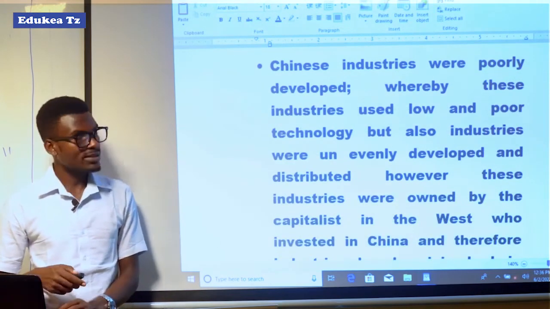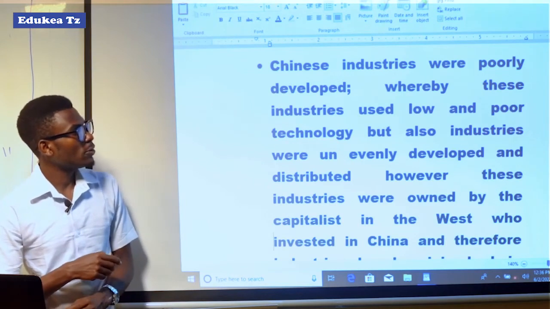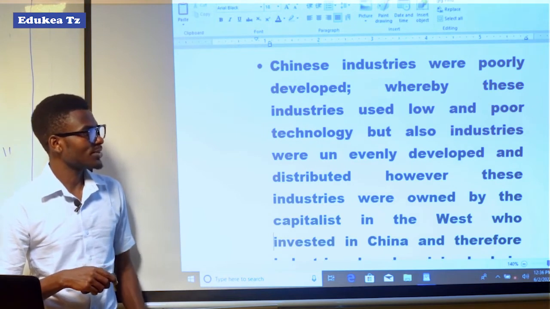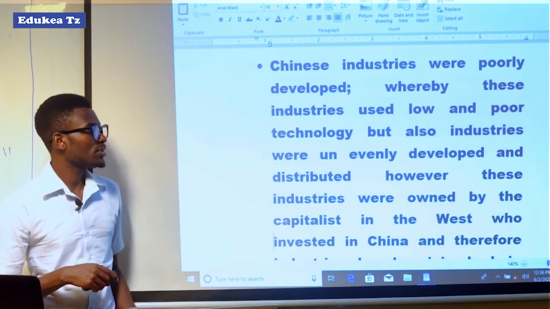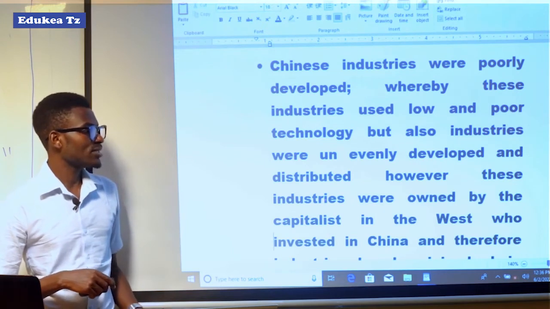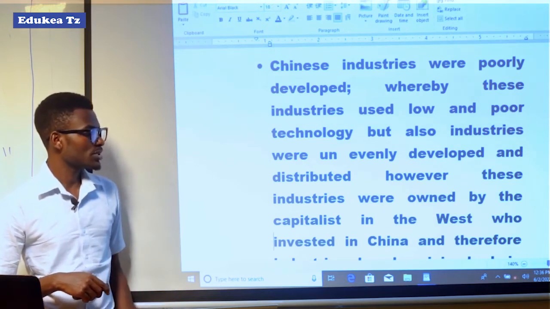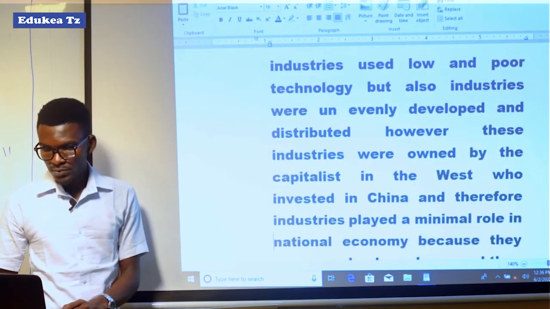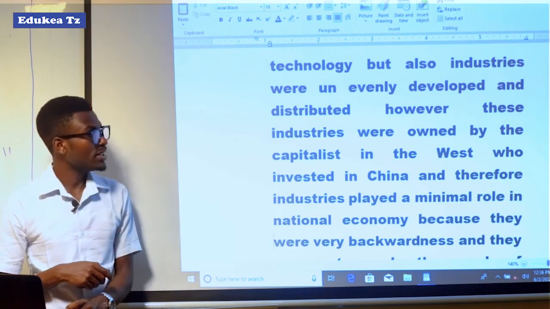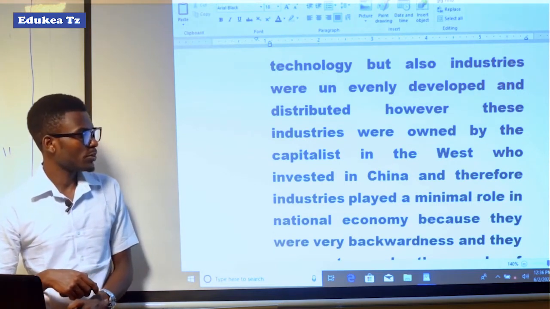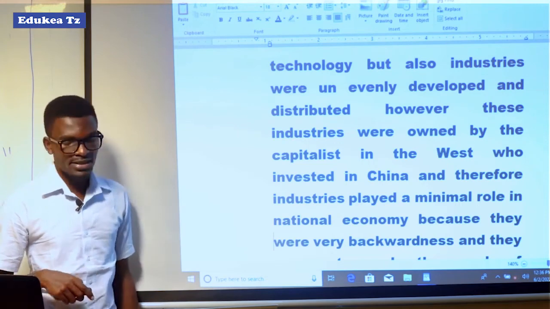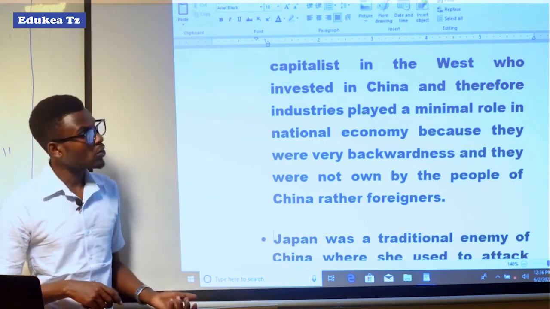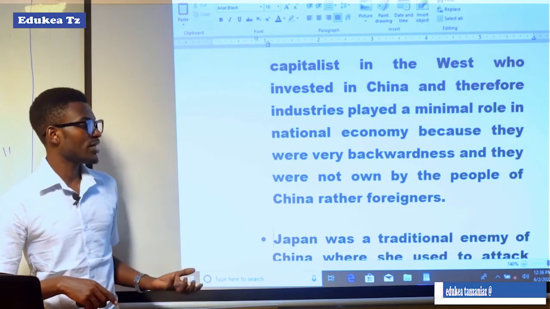And also, Chinese industries were poorly developed, whereby these industries used low and poor technology, but also industries were unevenly developed and distributed. However, these industries were owned by the capitalists in the West, who invested in China, and therefore industries did not play a main role in the national economy, because they were backward and not owned by the people of China but by foreigners.